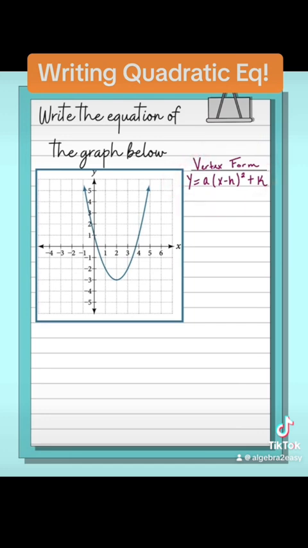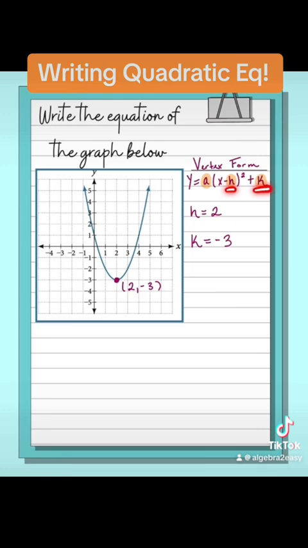It's the easiest, and you only have to find three things: the value of a, the value of h, and the value of k. Now, h and k are your vertex. And your vertex is going to either be the lowest point of your parabola or the highest point of your parabola. We have a low point right here at the ordered pair (2, -3). That is your vertex. h is the x value of your vertex, so h is 2. k is the y value of your vertex, so k is -3.